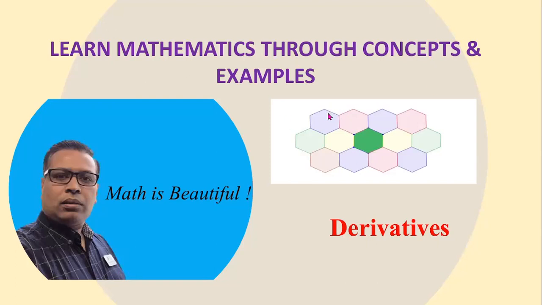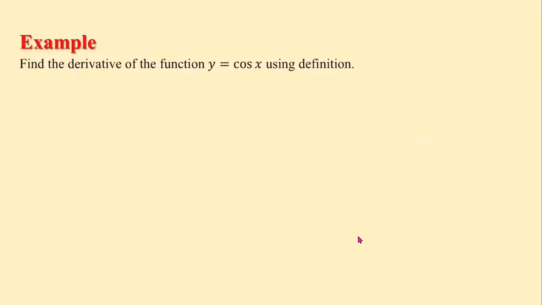Today we are going to look at some example problems on derivative. Let's begin with this one here. Example: find the derivative of the function y equal to cosine x using definition. So in this problem, we are asked to find the derivative using definition. So we need to know the definition to find the derivative.